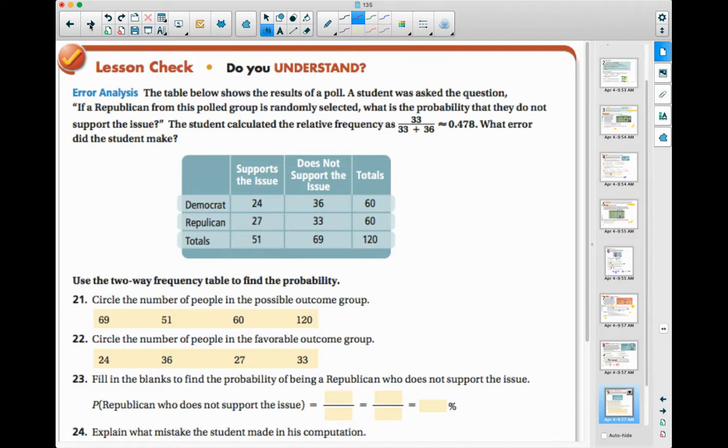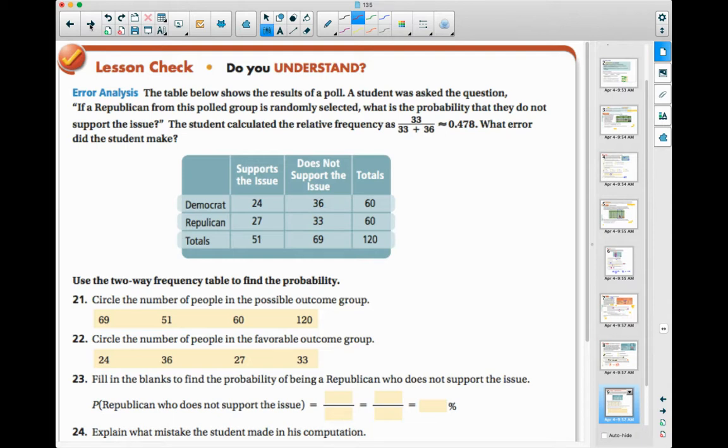The table below shows the results of a poll. A student was asked the question, if a Republican from this poll group is randomly selected, what's the probability that they do not support the issue? The student calculated the relative frequency as 33 over 33 plus 36, which is about 0.478. What error did the student make?